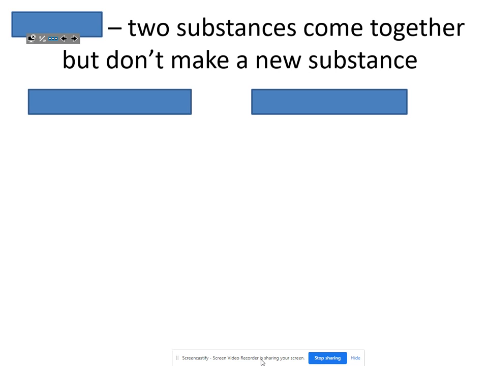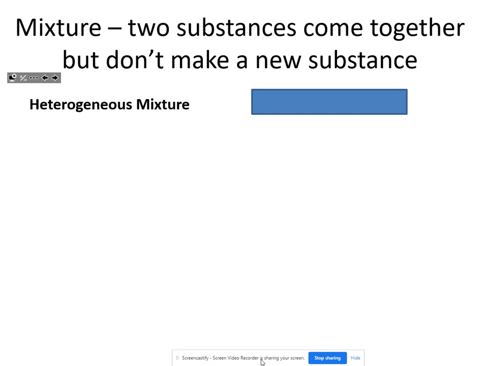Now, as we move on, 2 substances come together, but they don't make a new substance. Every time we had a compound, 2 substances came together, chemically formed a compound, then they made a new substance. Now, that's not going to happen. 2 come together, but they don't make a new substance. We have a mixture. Now, we have 2 types of mixtures that are next to each other. Heterogeneous mixture and a homogeneous mixture.